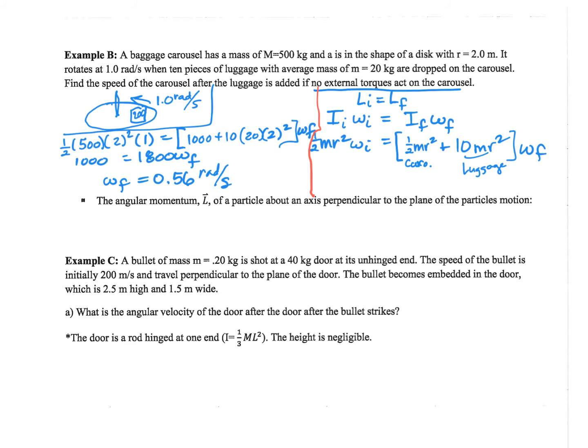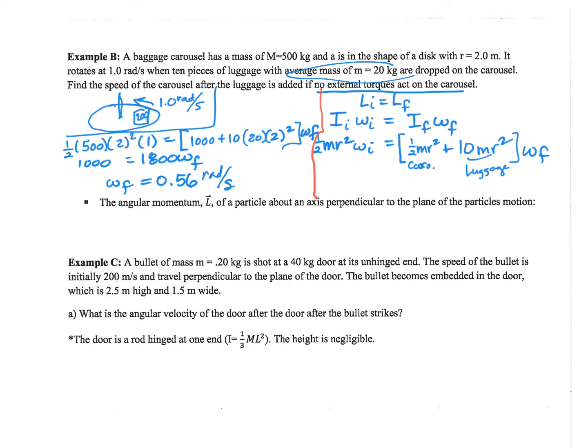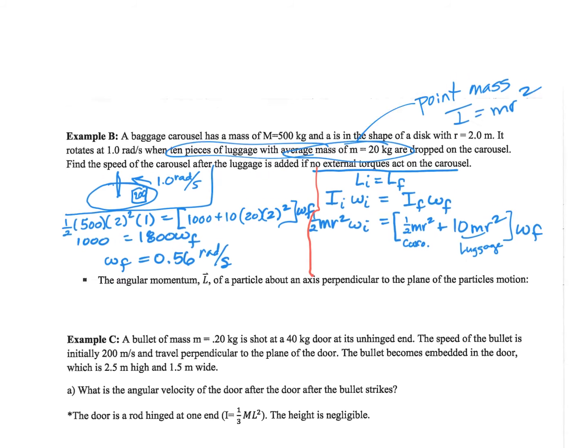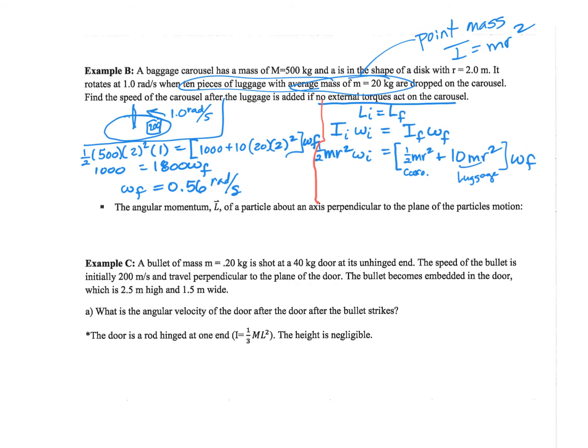So let's make a note of that. If you've got 10 pieces of luggage like this that are being dropped, this is a point mass, right? So the inertia is mr squared. So we can make notes in our types of problems that we do. That helps us.